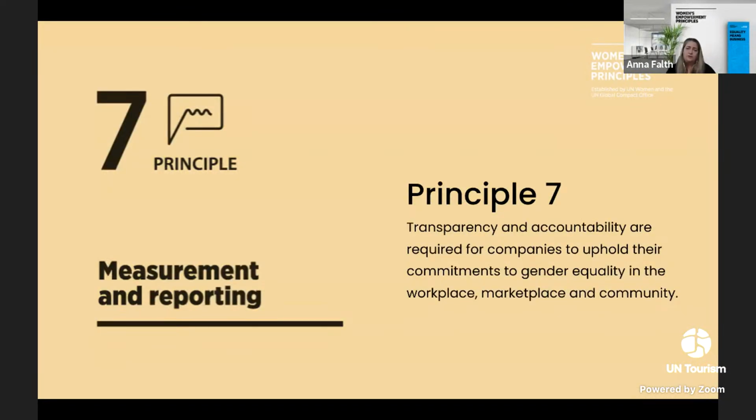Finally, principle 7 is very important because of data. Data can help you understand what's happening and looking at trends for some of the bigger companies, but data in general is important. Once you set your targets that you would like to achieve, let's say 50% women in management, then tracking that data will help you understand whether your measures are effective or not. So this is a very important principle as well.